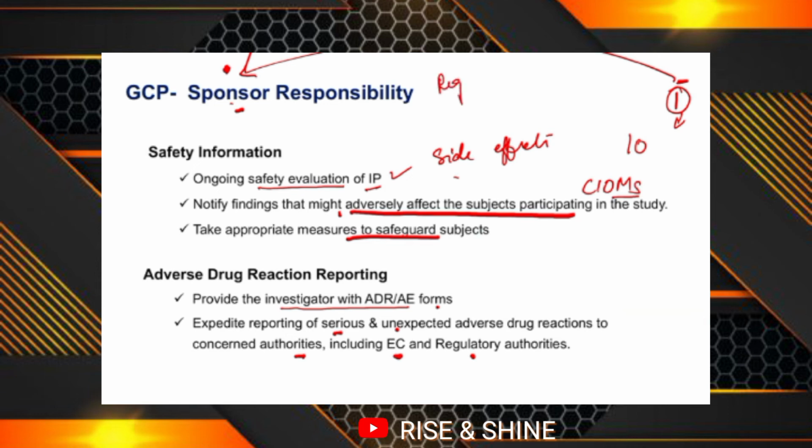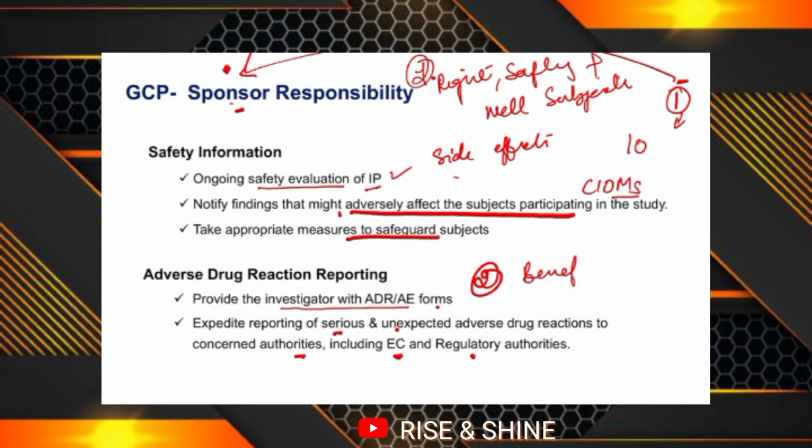Right, safety and well-being of the subjects. That is one. Another is basically protection of the subject. That is one. Another principle related to it is that your benefit should be more than risk. So how will you ensure this? By ensuring the safety.